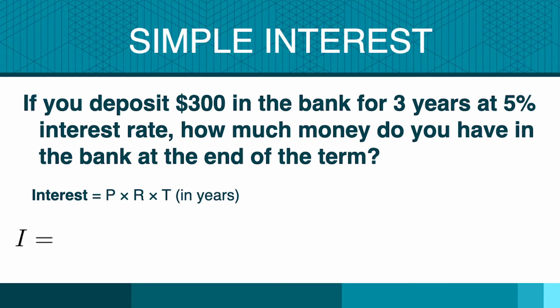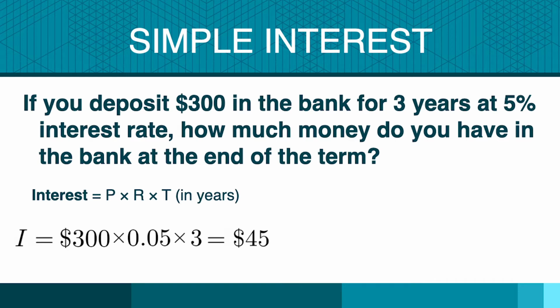300 is the dollar amount, so it will be the principal, P. 3 years is the length of the loan, which is the time, or T. And 5% is the interest rate, or R. Before substituting these values into the formula, convert the percentage rate to the decimal form. Thus, $300 times 5/100ths times 3, which results in $45.